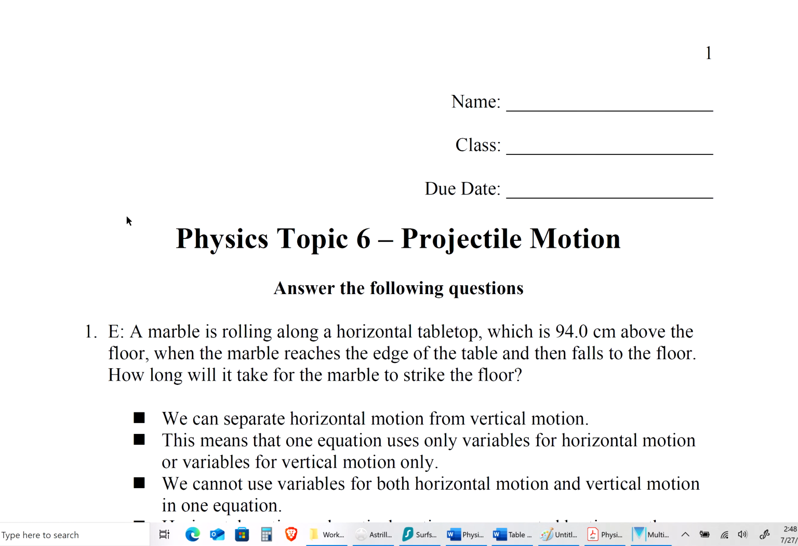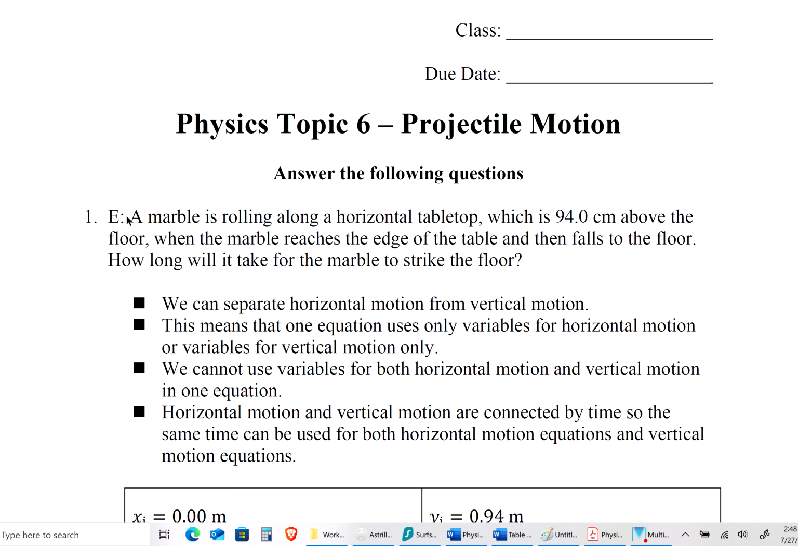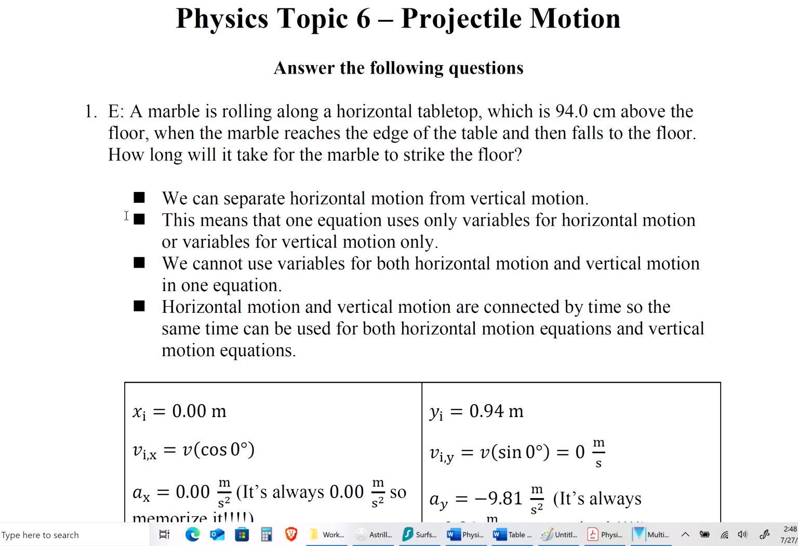This video is on projectile motion. Question 1. A marble is rolling along a horizontal tabletop, which is 94 centimeters above the floor, when the marble reaches the edge of the table and then falls to the floor. How long will it take for the marble to strike the floor?